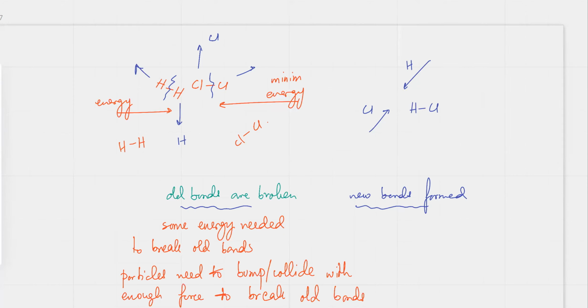It's not that they just roam around with very little energy, travel very slowly, and have a tiny collision and you expect something to happen. It's not going to happen. Some minimum energy is needed. This particle would be traveling with sufficient kinetic energy, this other particle would be traveling with sufficient kinetic energy, so that when they bump into each other in the middle, the old bonds break. So some minimum energy is required for the reaction to happen.